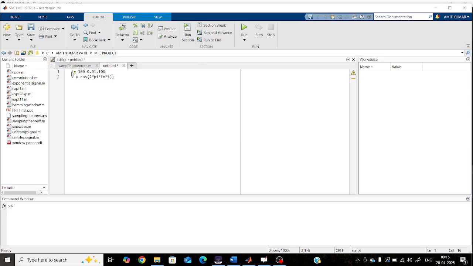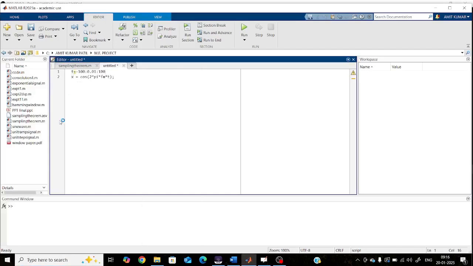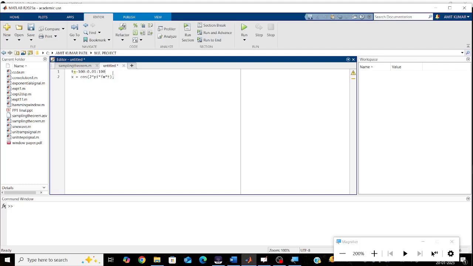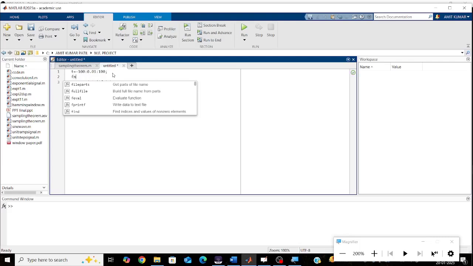This much gap we will take so that a proper signal will be obtained. So time period minus 100 to plus 100 at an interval of 0.01. And now fm, we have to assume the maximum frequency of the signal. And t we can assume any value. A vast range we will take so that more number of samples will be there, so that we will get a proper graph. fm we can take 0.02.